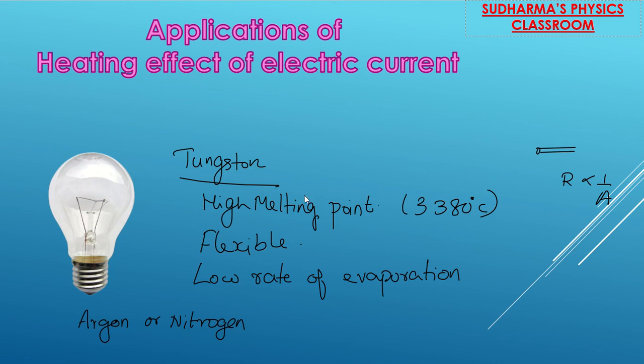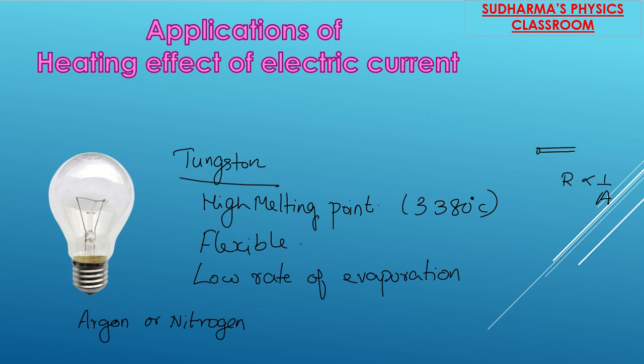Once it starts emitting white light, this tungsten filament will not melt. It is very flexible. We can make it into very thin filaments, and it has a low rate of evaporation. In order to avoid catching fire, we will be filling this glass tube with inert gases.